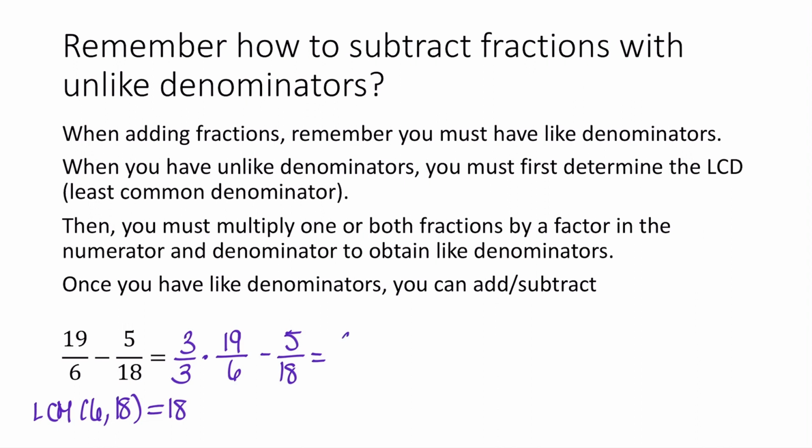So that gives me 57 over 18 minus 5 over 18, which equals 52 over 18. I can simplify this. Both of these numbers will reduce by 2. So that gives me 26 over 9.